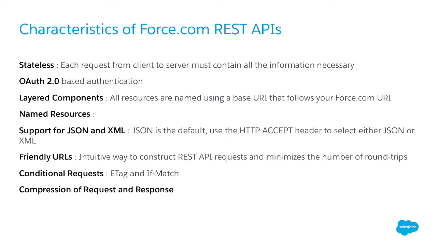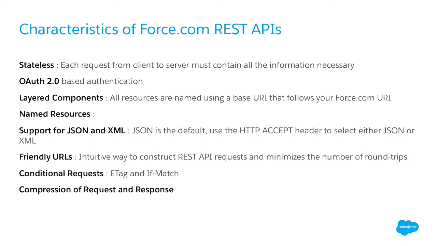There are 3 important flows. I'll not spend too much time; I have 3 slides, but there are 3 flows for OAuth-based authentication. Then the next important thing is layered components. All resources are name-based. For example, if you have to access an SObject, there is a generic SObject name, then you can attach an ID. If you want to get all the SObjects of a particular type, you just need to give an SObject name, and so on. The force.com REST API supports both XML as well as JSON.